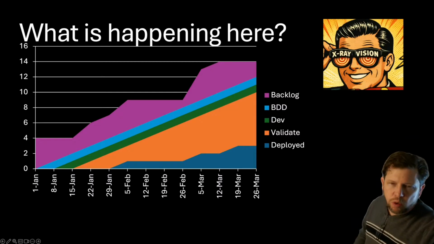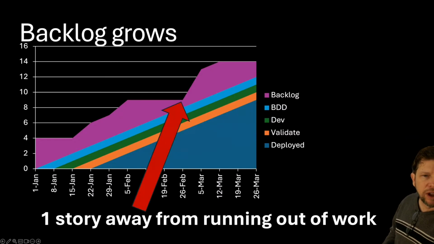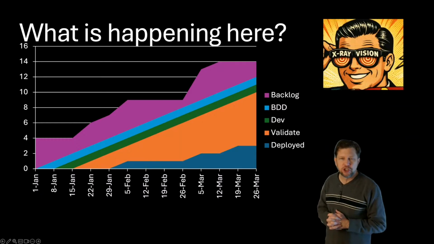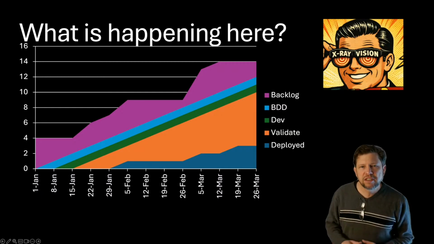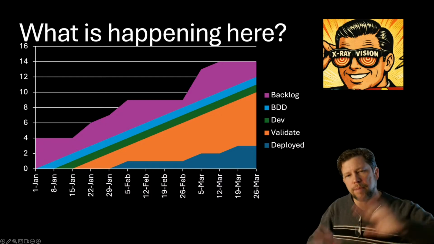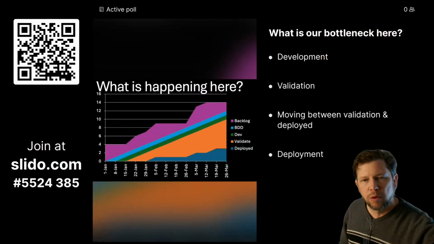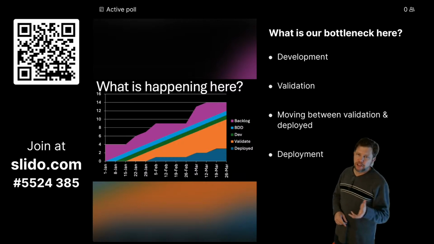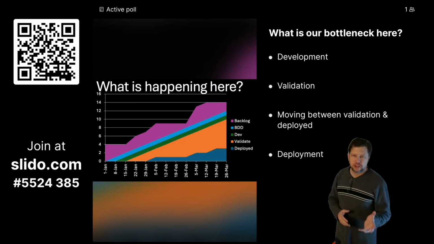So also looking at this, this is a different one, it's changed. So using our newly acquired X-ray vision, look at this and ask yourself, what is happening here? What is the bottleneck in what we're seeing here? Is our bottleneck development? Is it validation? Is it moving between validation and deployed?